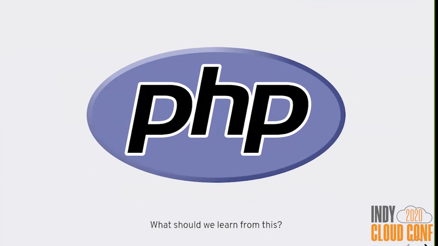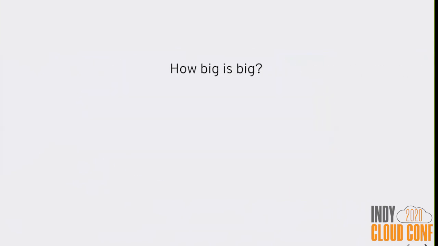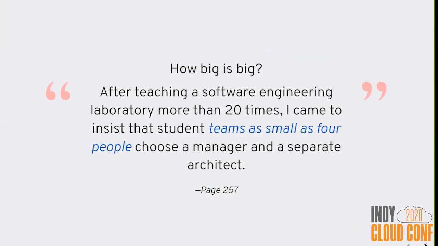What can we learn from this? Of course, we're talking about big systems here, large scale systems. How big is big before the things we're talking about here become relevant? After teaching a software engineering lab more than 20 times, I came to insist that student teams as small as 4 people choose a manager and separate architect. 4. Manager, architect, 2 implementers. Even at that small scale, you still need to split up your responsibility.